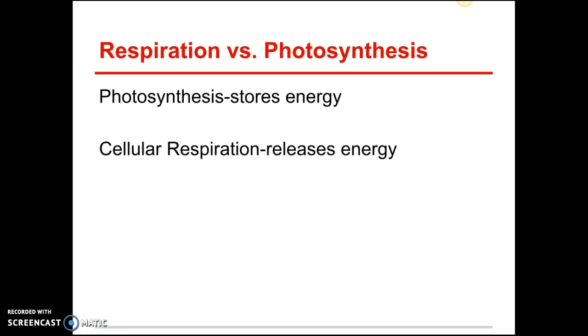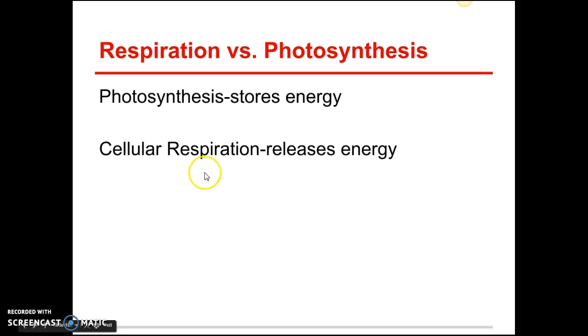Okay, now one of the other things that you need to be able to do in this unit is to compare and contrast photosynthesis and respiration. You need to tell me how they're related, how they're dependent on each other. You need to tell me how they're different, how they're the same. So the first thing, in terms of energy, okay, so this is a contrast. Photosynthesis stores the energy of sunlight in those glucose molecules, and then cellular respiration releases the energy that we stored in the glucose molecules.